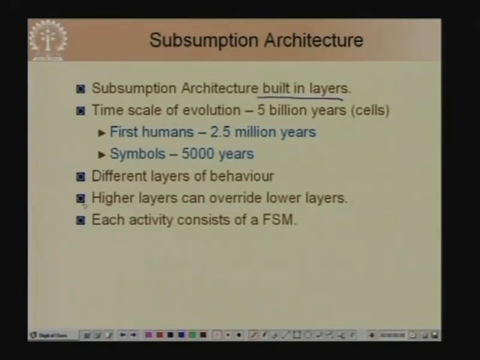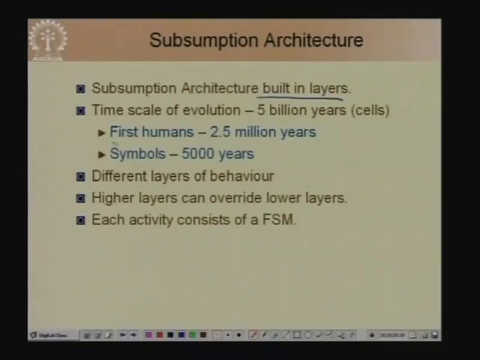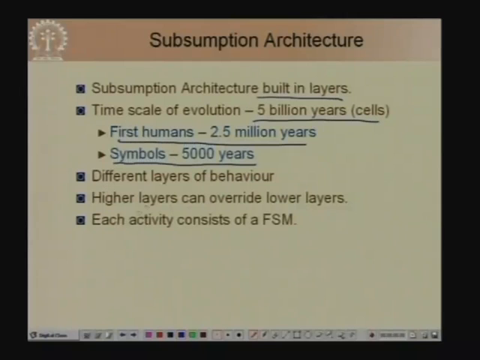As I mentioned, according to Professor Brooks, the time scale for evolution has been 5 billion years. It has taken 5 billion years to evolve from single cells to the present day. The first humans appeared only 2.5 million years ago, whereas the first cells appeared 5 billion years ago, and symbols did not appear until only 5,000 years ago. Therefore, his proposition is that we should look at simpler behavior as the first step towards building intelligent agents. So, in the subsumption architecture, there are different layers of behavior, higher layers override lower layers, and each activity in each layer consists of a simple finite state machine.